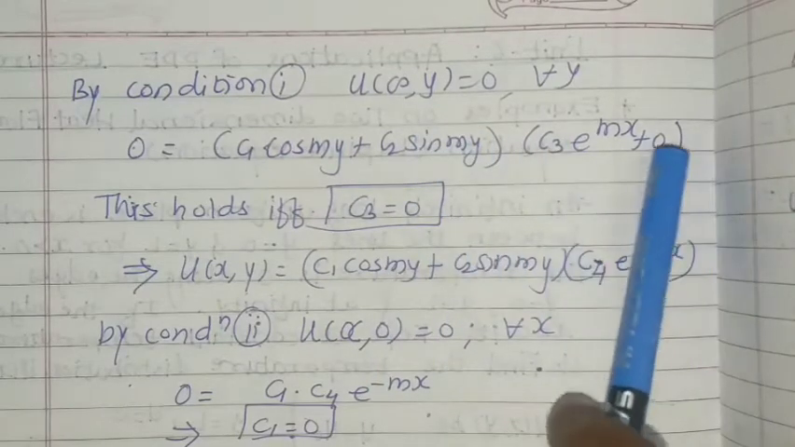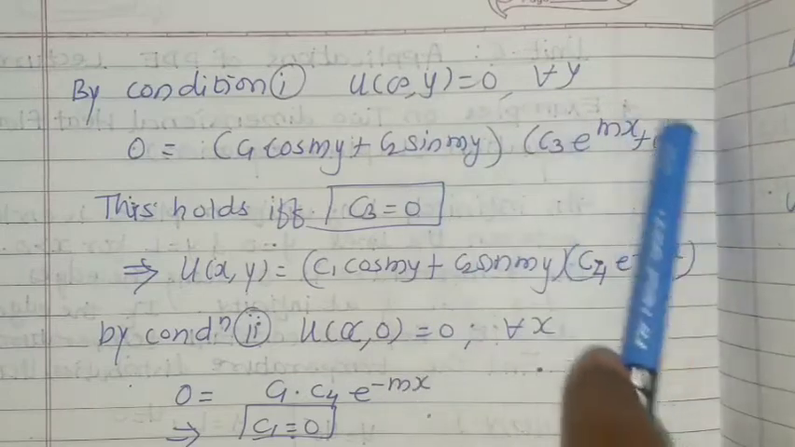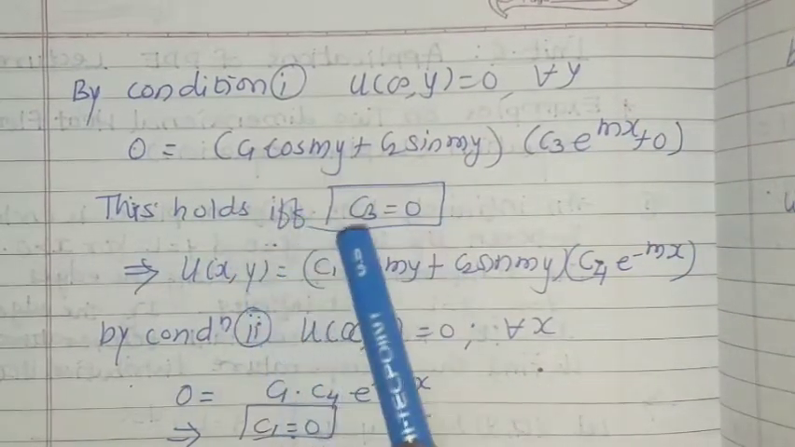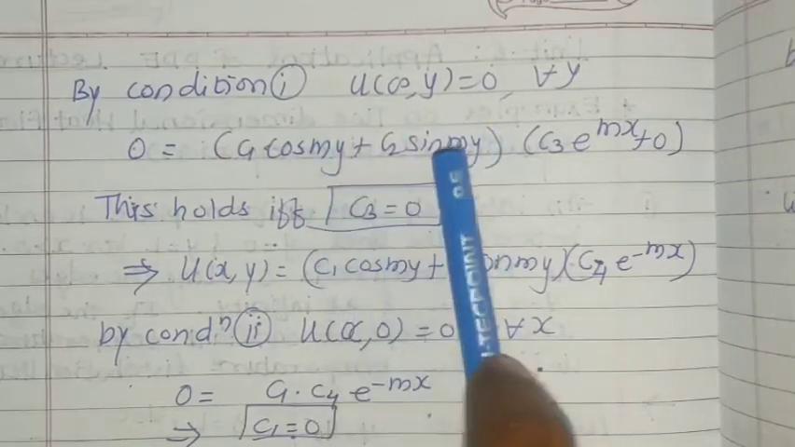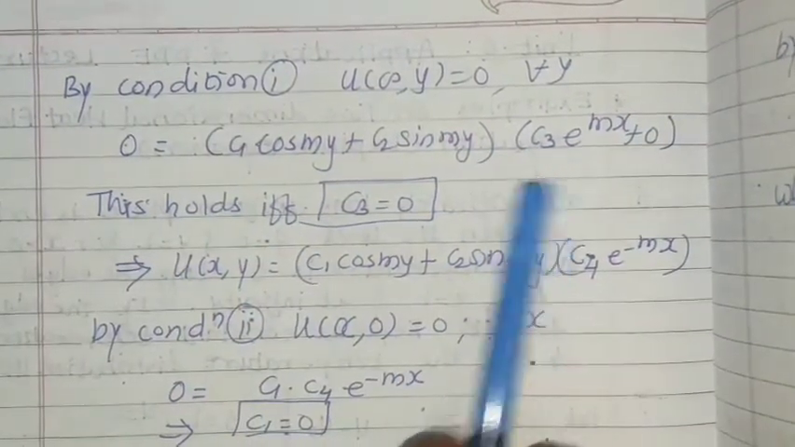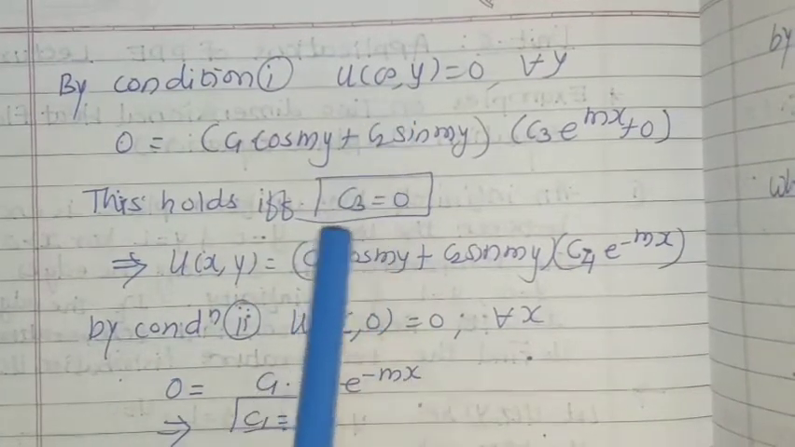In the second bracket we have one term e raised to minus mx. And e raised to minus infinity is 0, so that will become 0. Now this above equation holds if and only if c3 is equal to 0, because this bracket cannot be 0 and e raised to mx is also non-zero. So the only possibility is c3 is 0. So because of this, from condition 1 we have obtained c3 as 0.